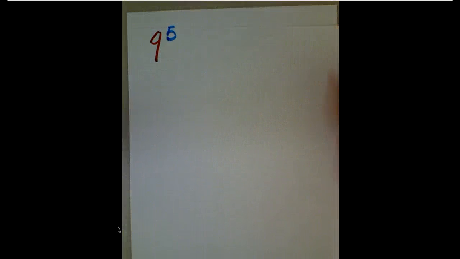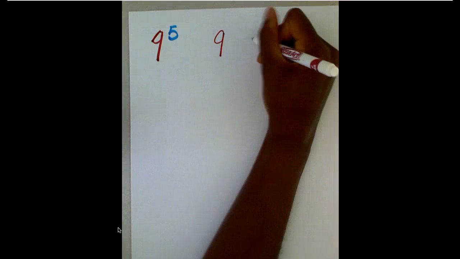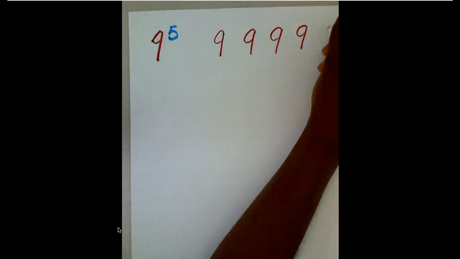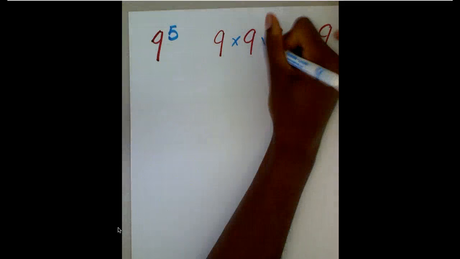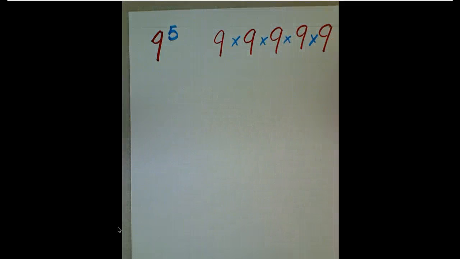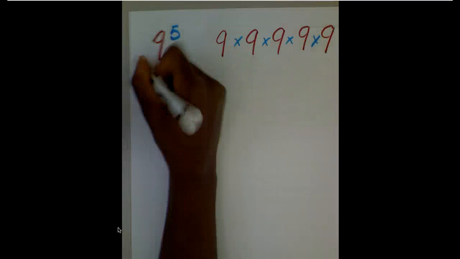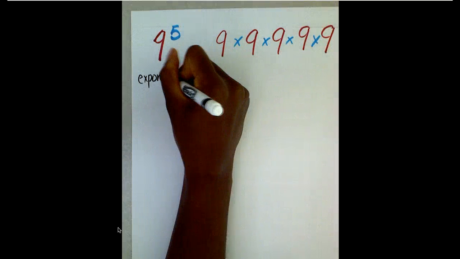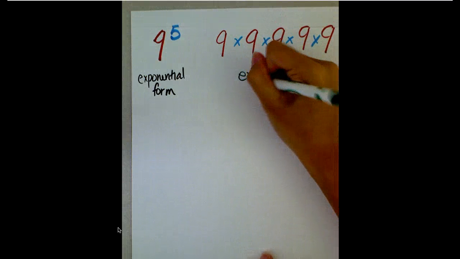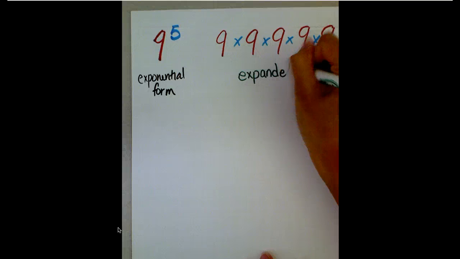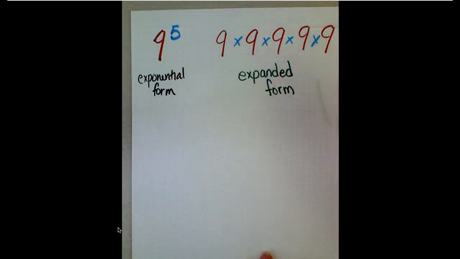Using our terms again, the exponent tells us the number of times that the base appears as a factor. Since we're talking about factors, we're multiplying. That has to be 9, 9, 9, 9, 9. It appears 5 times. So 9 to the 5th power is the exponential form, and 9 times 9 times 9 times 9 times 9 would be our expanded form. Awesome.